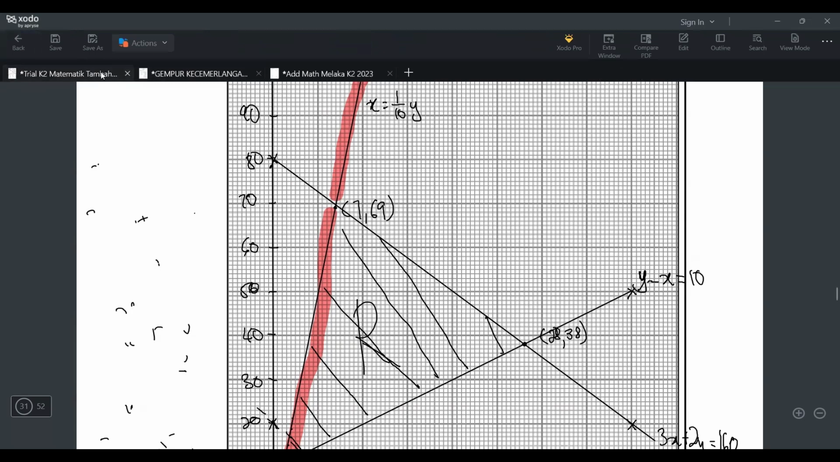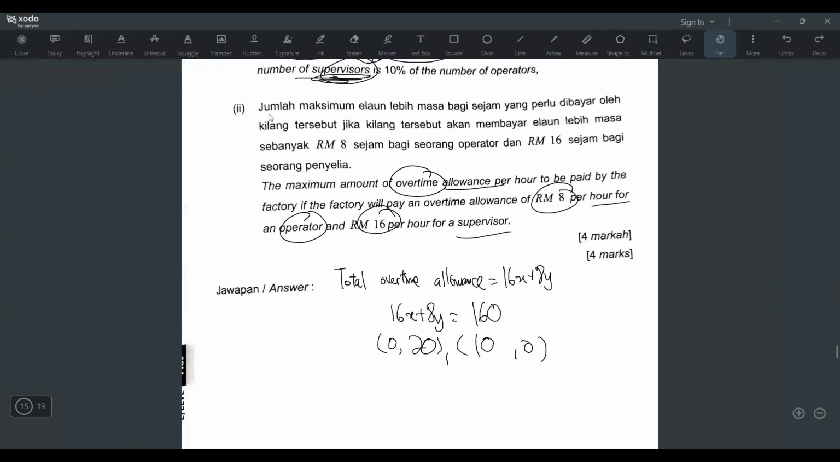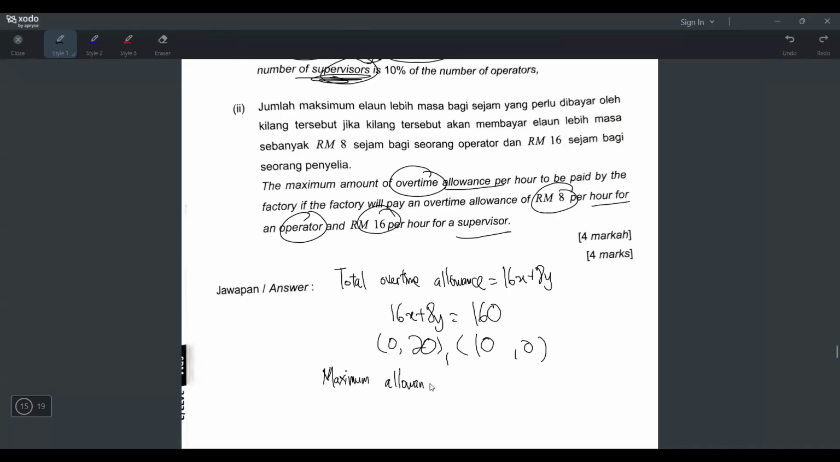28, 38 is accurate. So 28, 38, that means now you can find your maximum allowance. So the maximum allowance formula is 16x plus 8y. And your x coordinate is 28, your y is 38. So now you can get your answer, and your answer will be in RM. So let's put it into the calculator. My calculator gives me 752, right? Okay, so that's the answer.